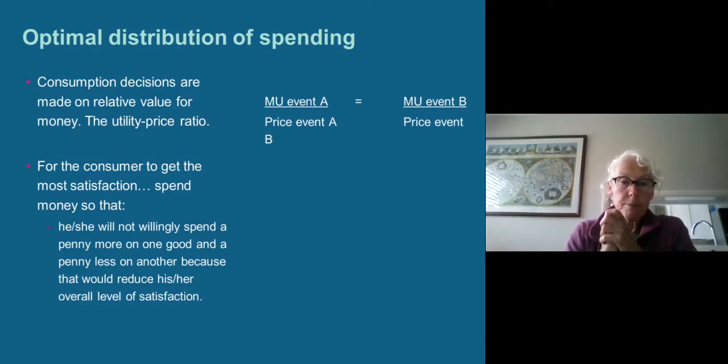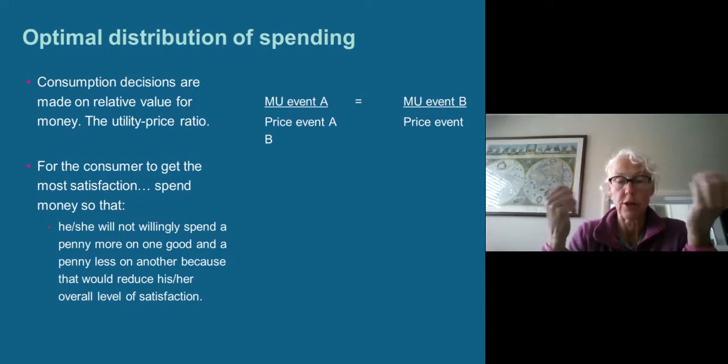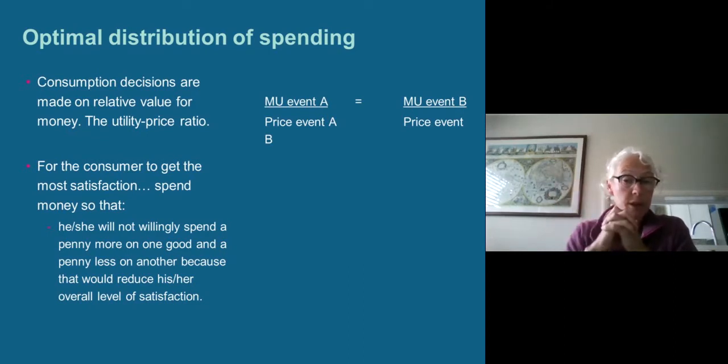And basically the consumer's trying to work out how to get the most satisfaction. And so, as it says there, they spend money so that he or she will not willingly spend a penny more on one good and a penny less on another if that was to reduce his or her overall level of satisfaction. So, that's the theory about it. Obviously, things might not quite work like that for people in practice, but that's what people are trying to do.